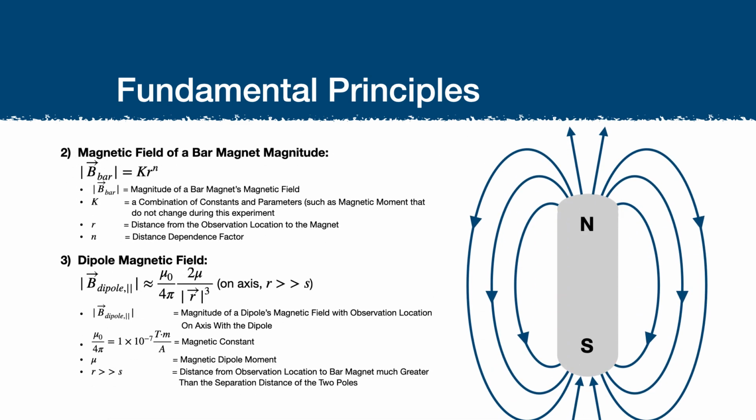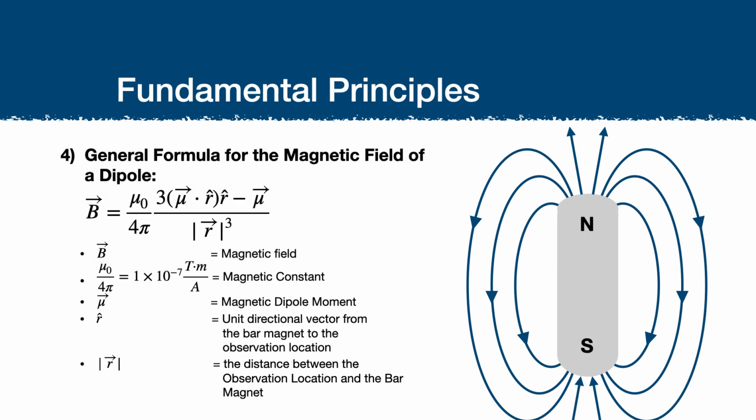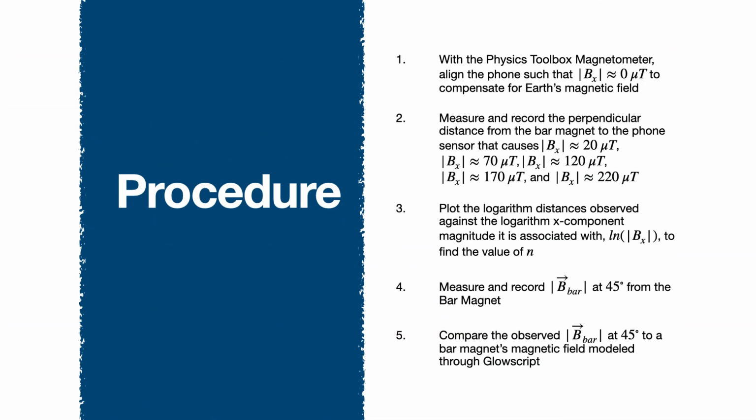Also in this lab, I'll be using the distance dependence equation for the magnitude of a bar magnet's magnetic field given in the lab instructions, and the equation for the magnitude of a dipole's magnetic field when the observation location is on axis with the dipole. For the model calculations, I will also be using a general formula for the magnetic field of a dipole given in the lab instructions. To complete this lab, I'll be following 5 steps.